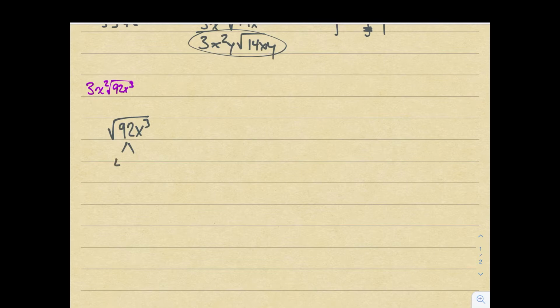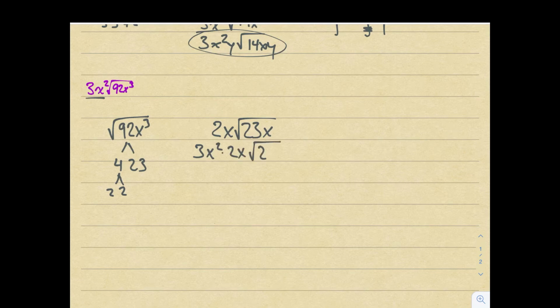Square root of 92, well, that's 4 times 23. 4 is 2 times 2. And then with our x's, that gives us 2x times the square root of 23x. And then there's that 3x squared that I ignored. Well, let's just put that back out front where it came from. So it's 3x squared times 2x times the square root of 23x.